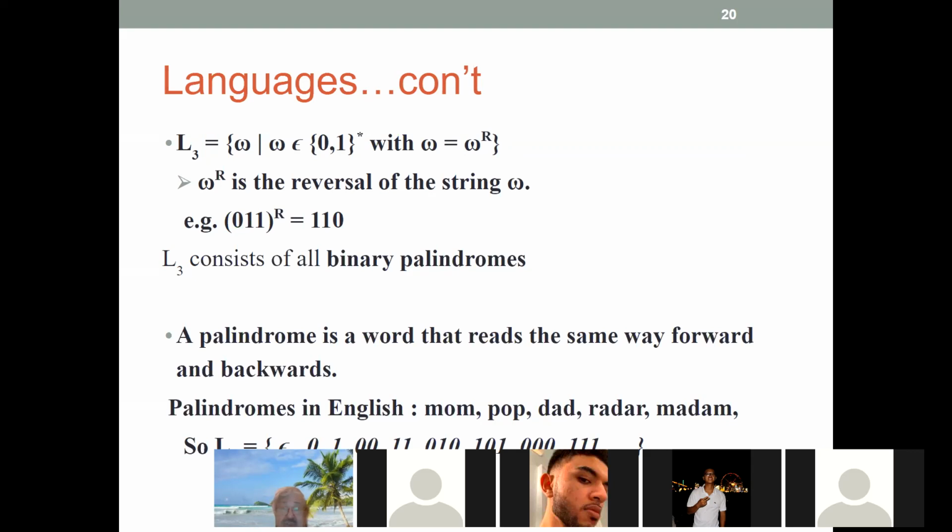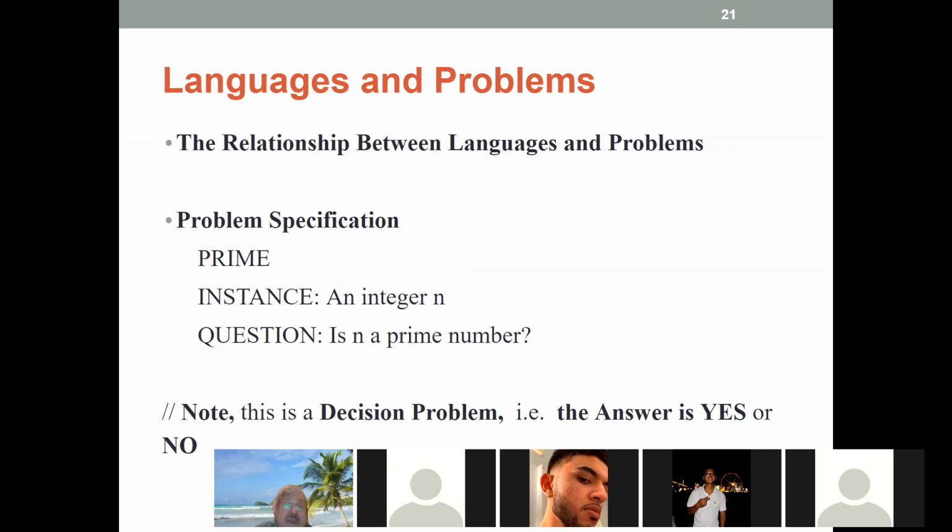These are all palindromes. Let's look at the relationship between languages and problems. A problem specification. I still got 3 minutes. Don't run away yet. So suppose it's the language of primes. An instance of a problem is an example of that problem. So this is the problem of primes. An instance, an integer n, and then you can ask a question. Is n a prime number?